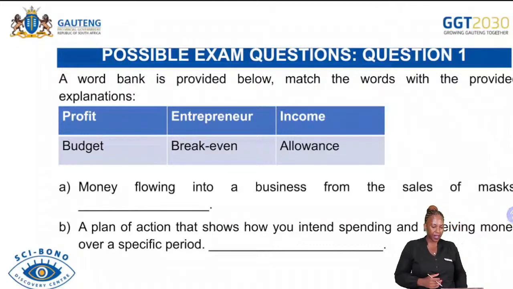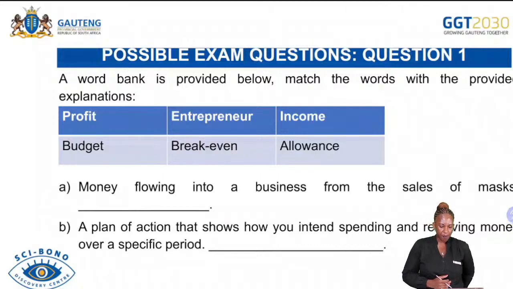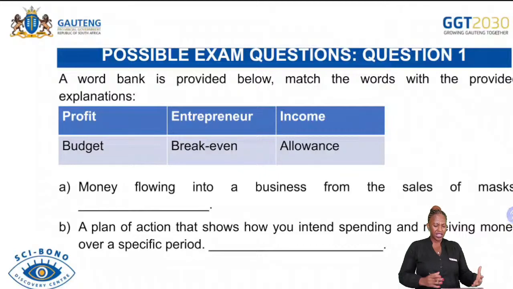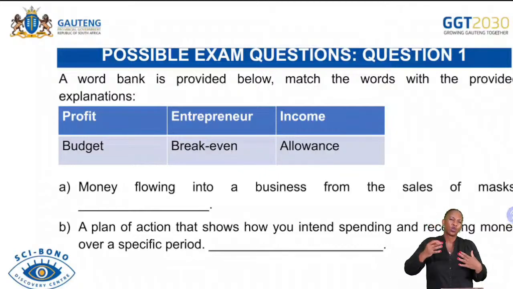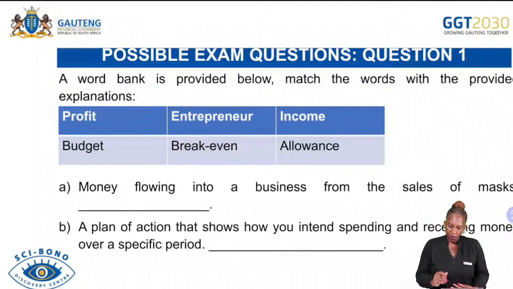Let's just have a quick example here, or maybe an activity where we need to make sure that we get to understand the terminology, how to use it. A word bank is provided below. Match the words with the provided explanation. We have already done the explanations, boys and girls. Now we say we have a profit, a budget, entrepreneur, break-even, income, and allowance.